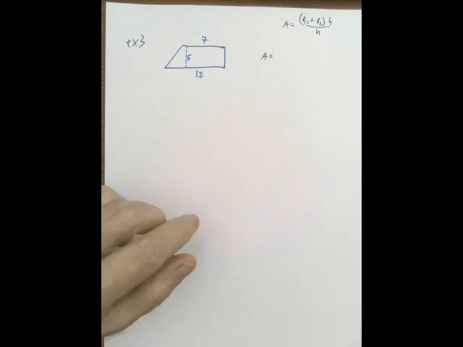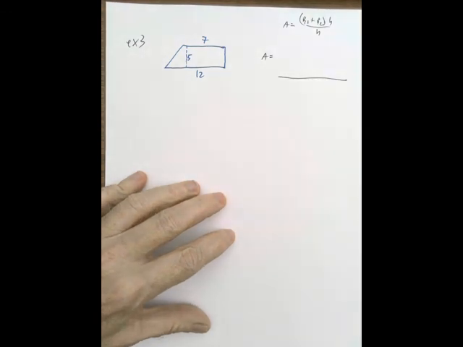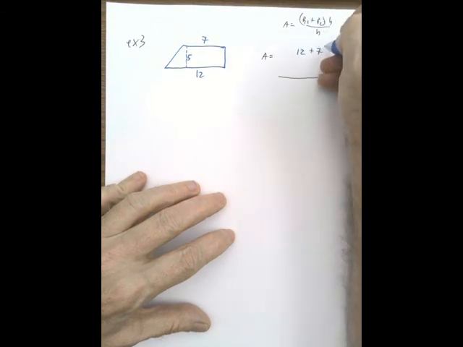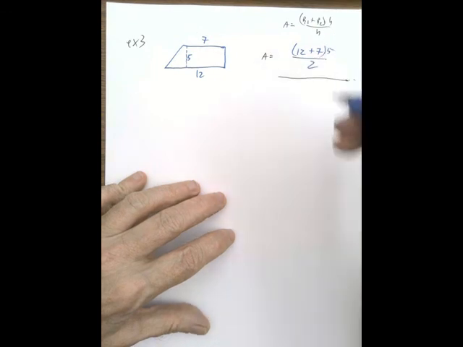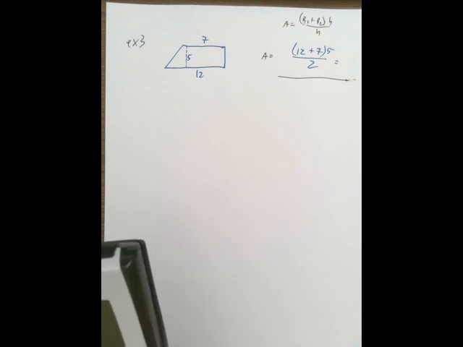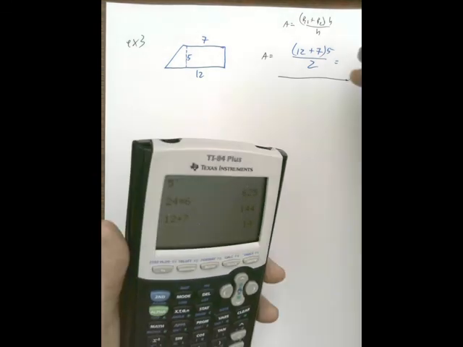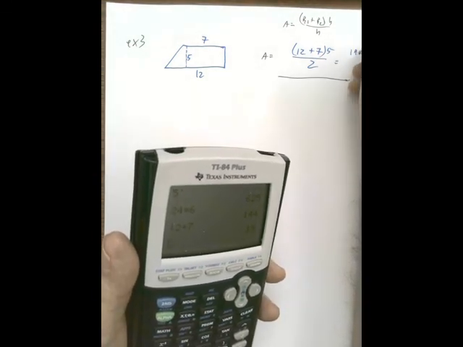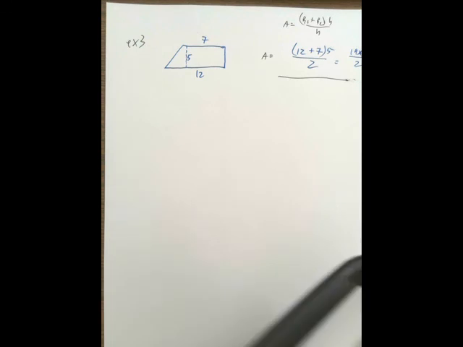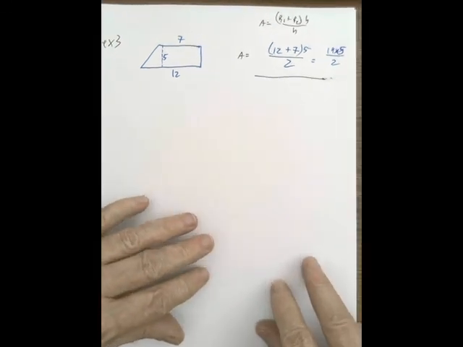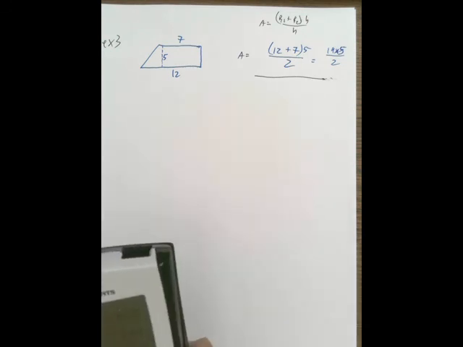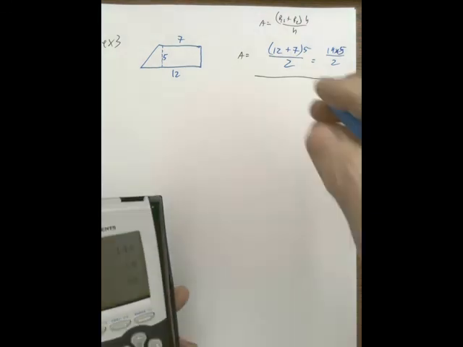Okay, so here's the answer, right? We're going to put 12 in for B1 and 7 in for B2. Height is 5, and then divided by 2, right? So, according to Mr. Calculator, 12 plus 7 is 19. So that's going to be 19 times 5 divided by 2, right? Oopsie. I'll move that over so you can see it, sorry. That's 19 times 5, divided by 2, right? Okay, then 19 times 5, that's 95.